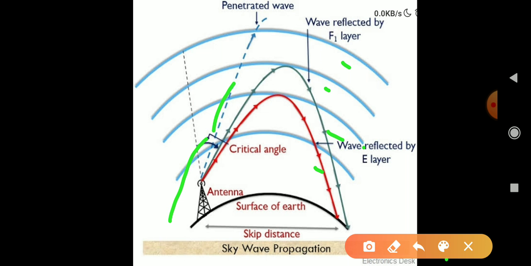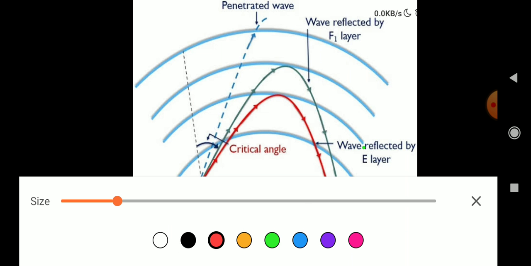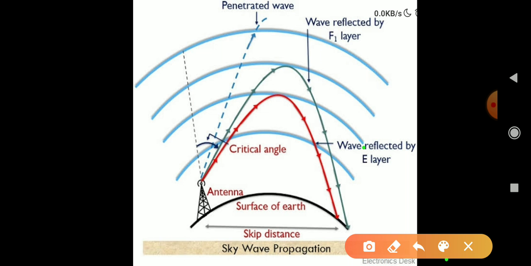Second one is the refraction process, and the last one is also a reflection, which is mainly due to the total internal reflection. If you can see, in this part the reflection is taking place. These layers are treated as the denser medium. So whenever we go from rarer to denser medium, the radio wave is bending towards the normal.